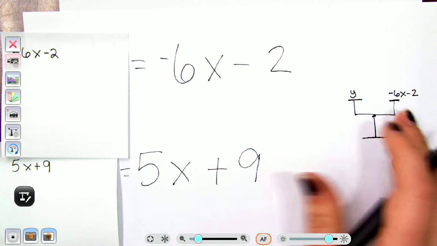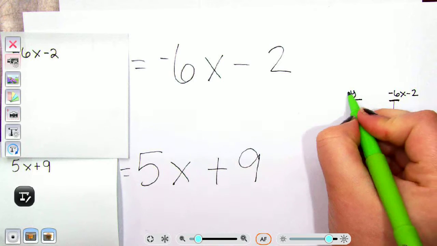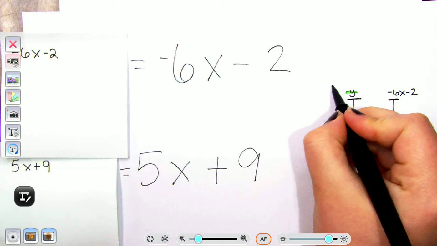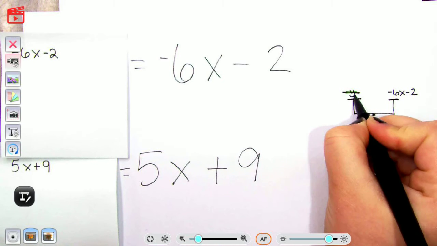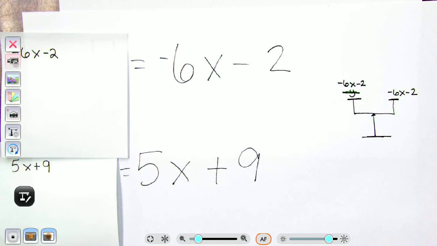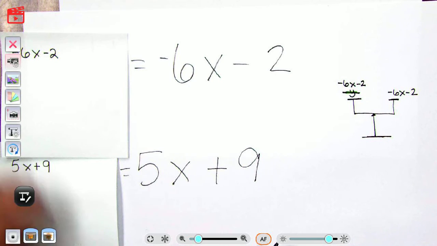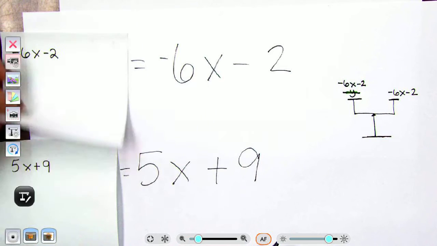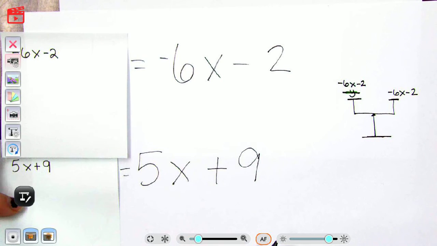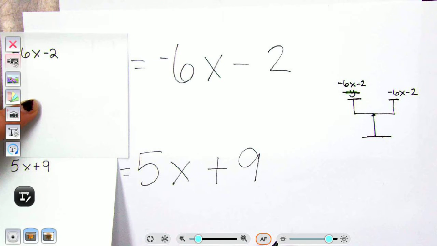But if I wanted to, I can say, hey, I no longer want this y. I can say this balance will still be balanced if instead of y, I have a negative 6x minus 2. These are going to be all balanced out. Here's something even crazy. Do you guys see how this is y? And this is y? Hold on, y and y.